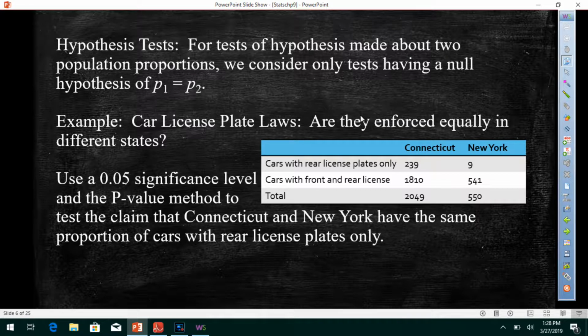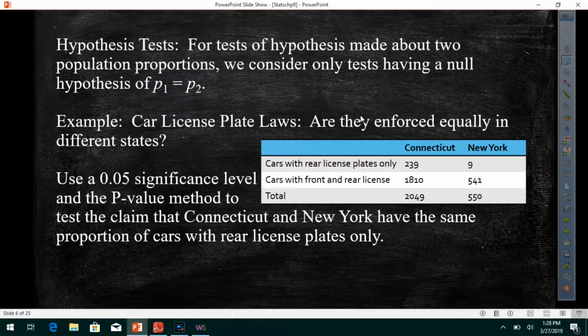Hypothesis test. For tests of hypothesis made about two population proportions, we consider only tests having a null hypothesis, P sub 1 equals P sub 2. So our first example, car license plate laws. Are they equally enforced in different states? Here we're going to compare Connecticut and New York.